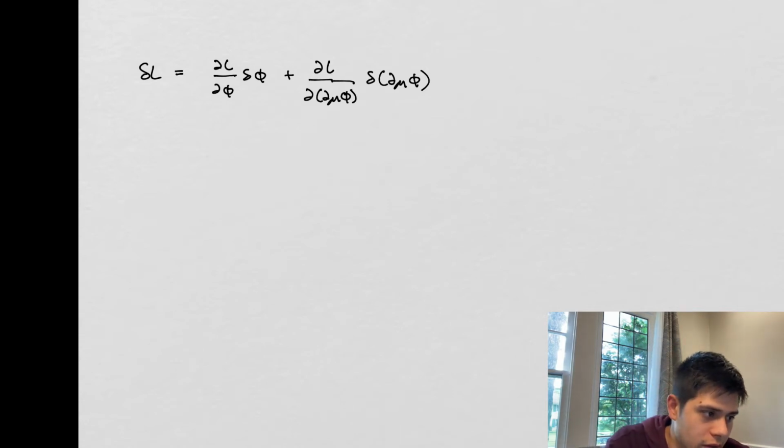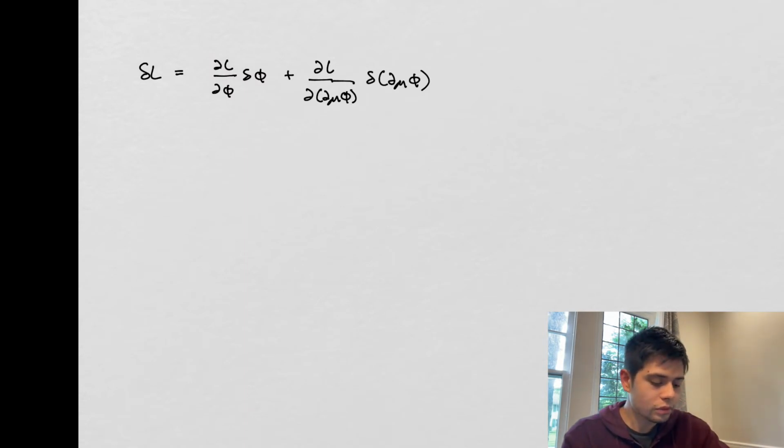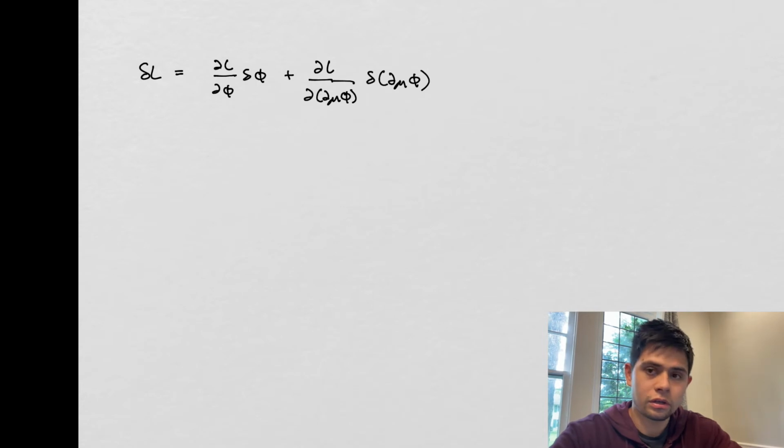for an internal, this is what's called an internal symmetry, right? And what we see here is that we can do the exact same thing we did last time, where we replaced this with our Euler-Lagrange equation.